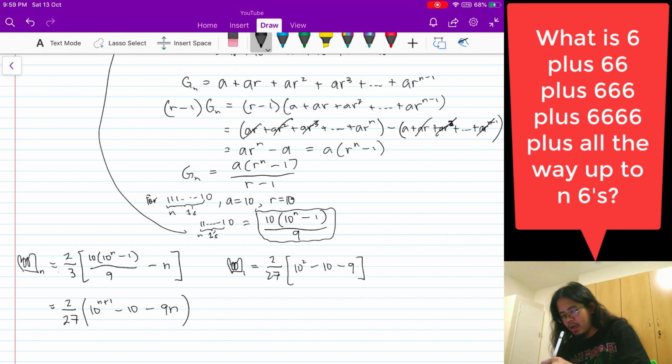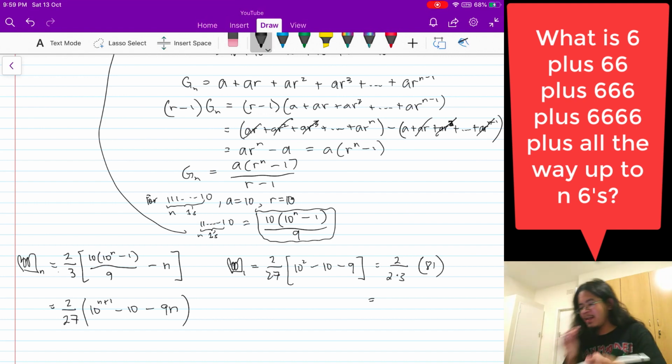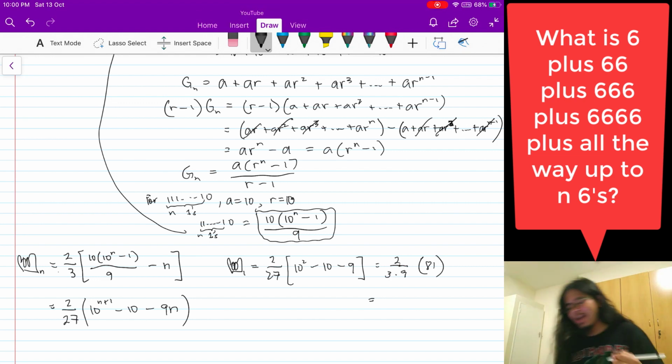So what is that? That is 2 over 27. Let me write that as 2 times 9, because 100 minus 10 is 90, minus 9 is 81. 81 is 9 times 9. Okay, so you have here, oh, I'm an idiot. Wait, 27 is not 2 times 9. 27 is 2 times 3. Okay, 27, oh, 2 times 3. I meant 3 times 9. Okay, that's 27.